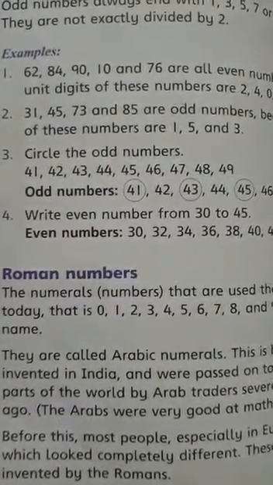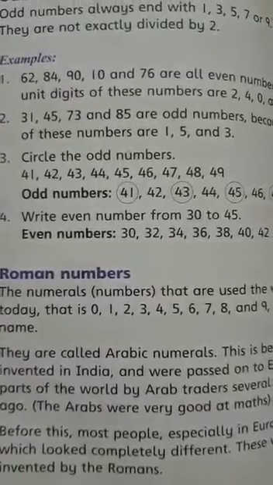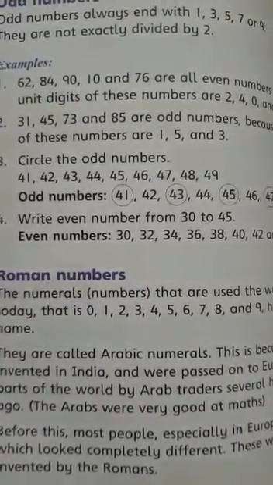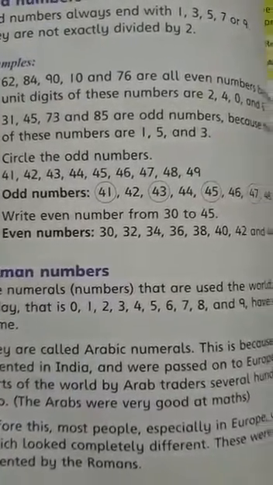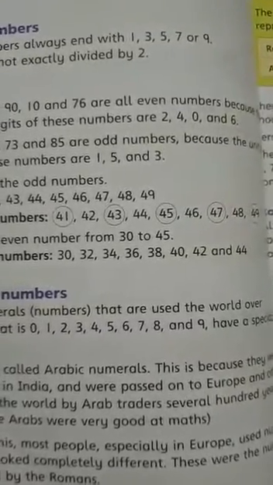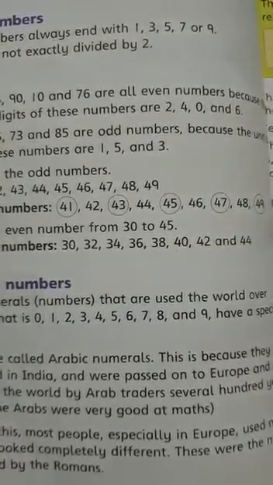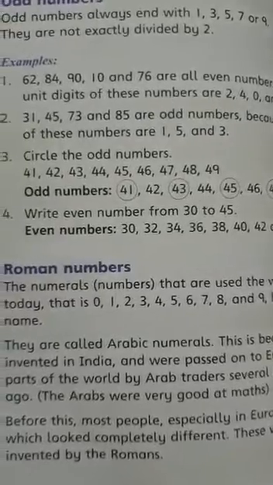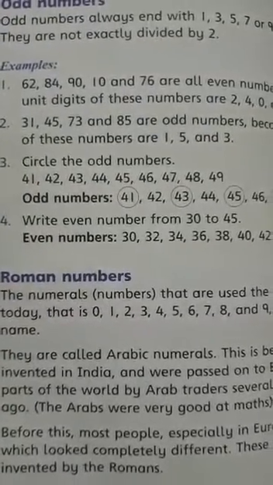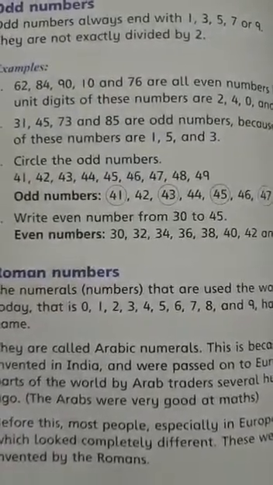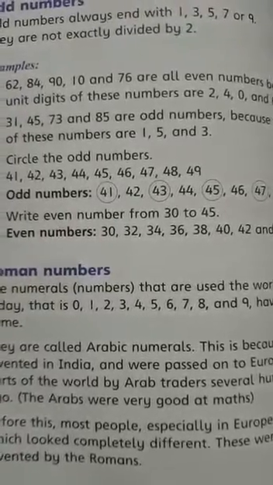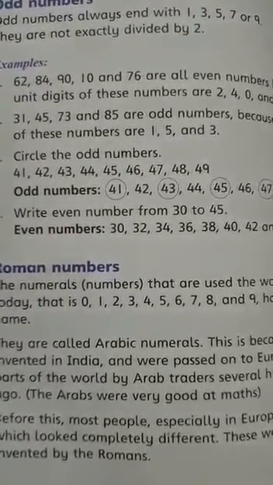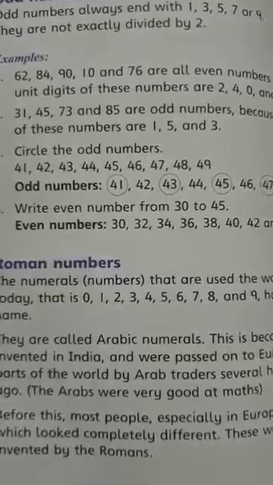In example 3, circle the odd numbers. Here are some numbers from 41 to 49 and you have to circle the odd numbers. Which are the odd numbers? That is 41, 43, 45, 47 and 49. Come to the next example, that is write even numbers from 30 to 45. You have to write the even numbers which can be divided by 2.